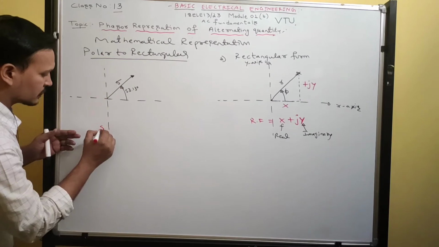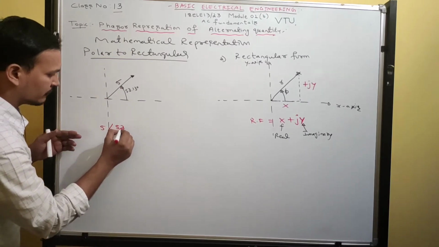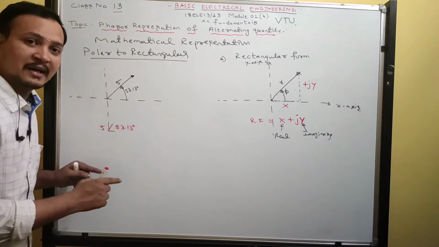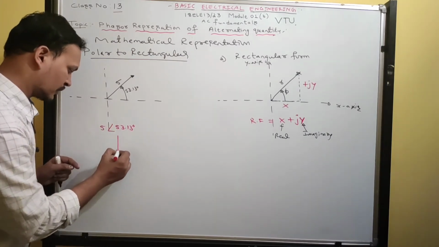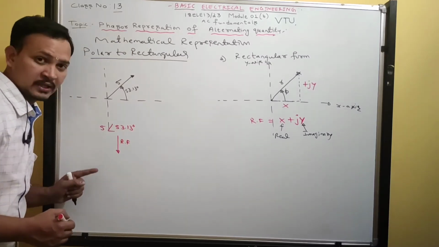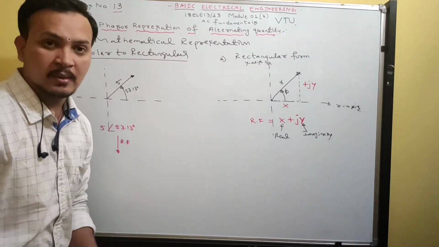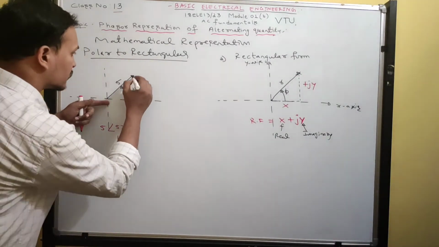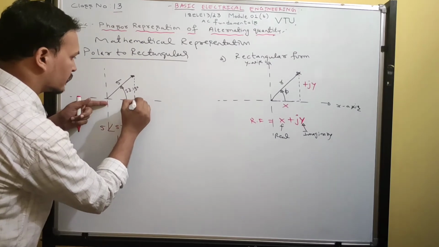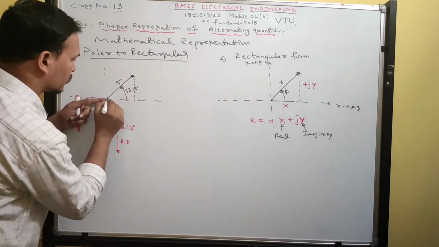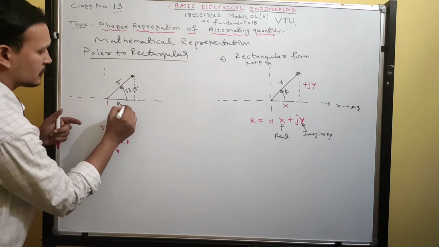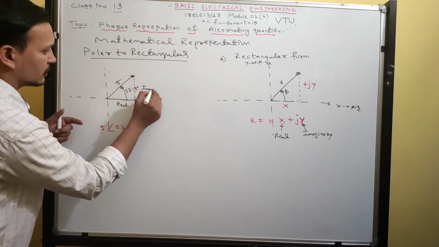What is given in the question? 5 at an angle of 53.13 degrees. You have to convert it into rectangular form. In rectangular form, what should be there? Real part as well as imaginary part. What is the real part? Look here. From this point draw a line, and from this draw a horizontal line. Now this becomes the real part and this becomes the imaginary part.